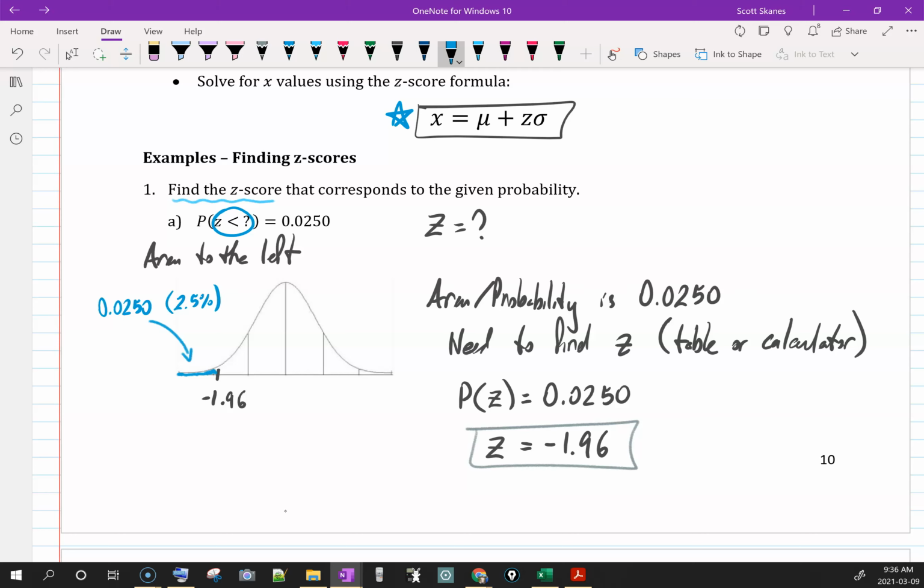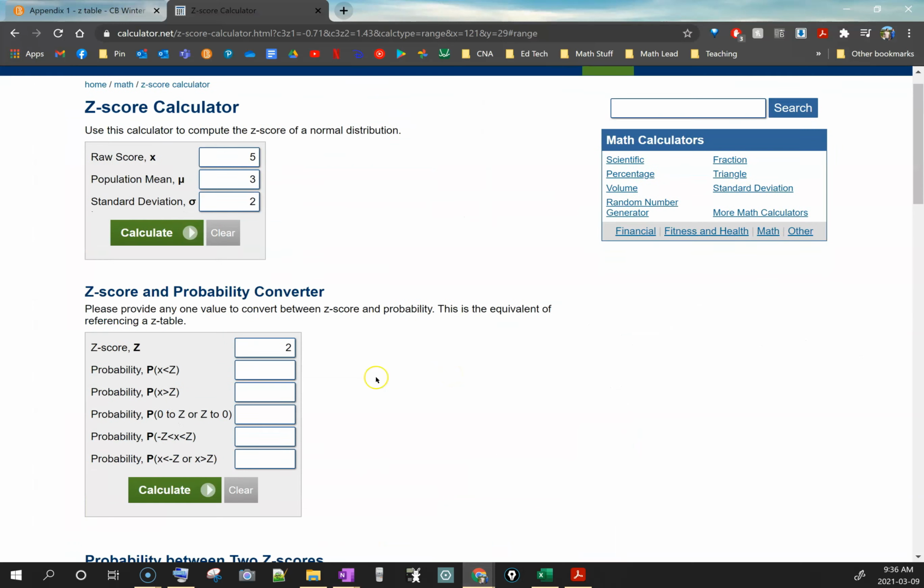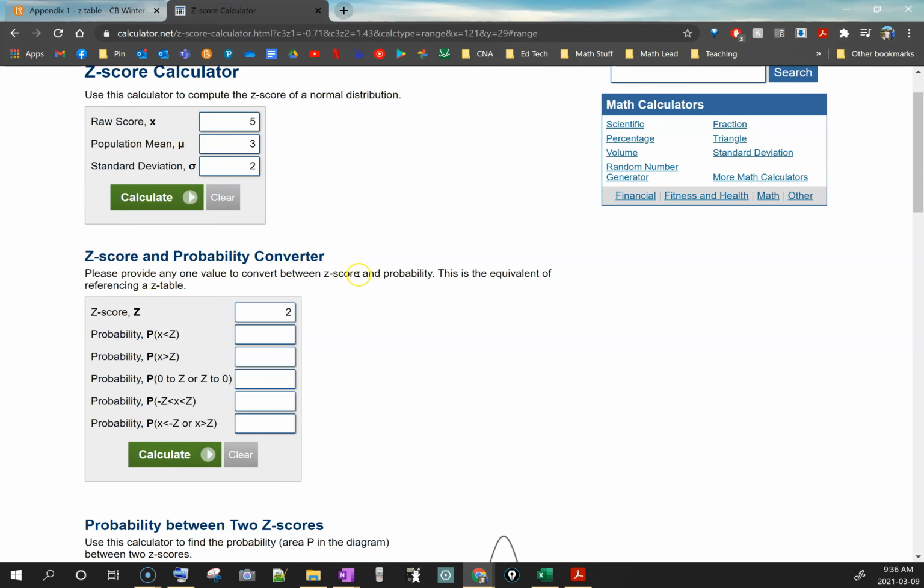So what we did, we knew the probability to begin with. We had to work backwards from that to find the z-score that corresponds to it. You can use the calculator to do that. Let's look online and see if our calculator can do it. Z-score and probability, please provide a value. So we don't know the z-score, get out of that. But the probability of a data value lying below a z-score, well, we know that. We know the probability is 0.025.